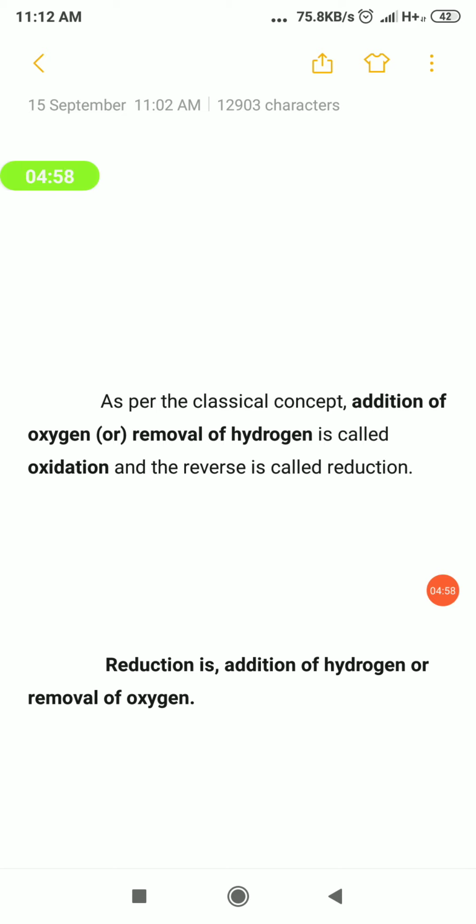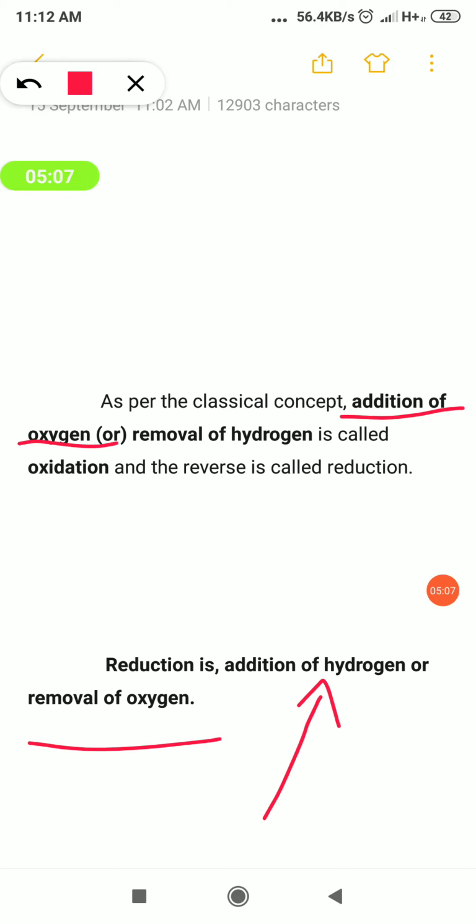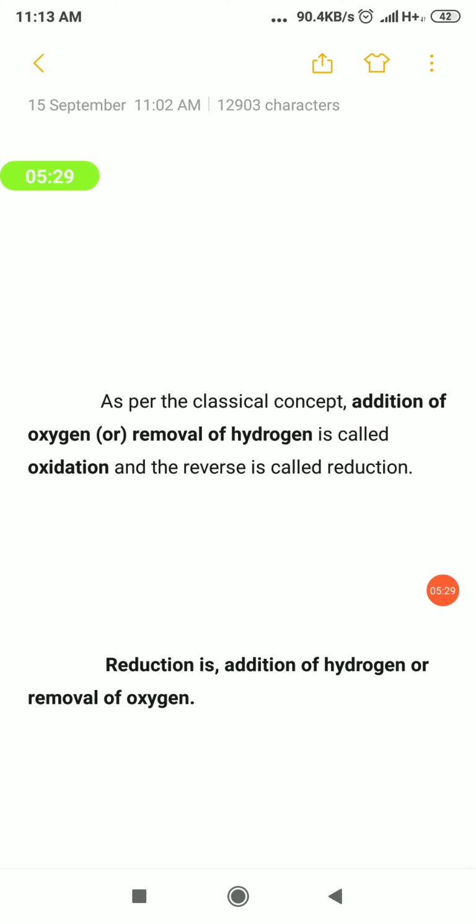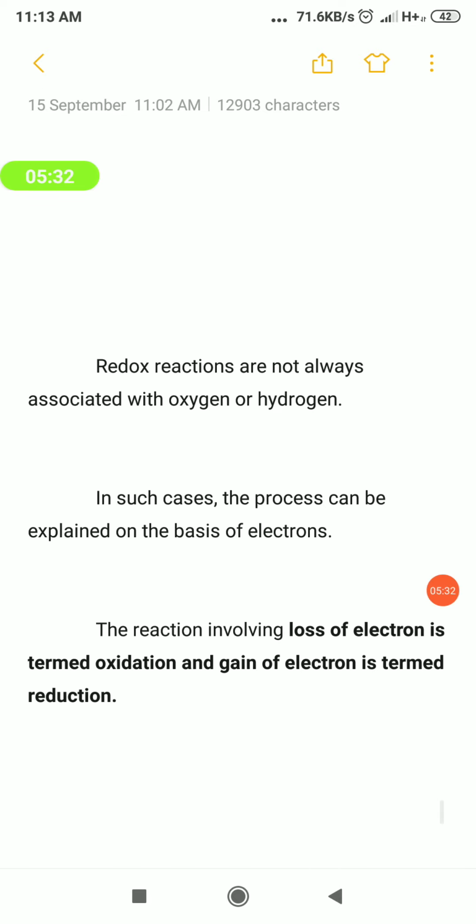இங்க addition of oxygen பார்த்தோமா, இங்க வந்து addition of hydrogen or removal of oxygen. இதுக்கு அப்படியே opposite. இங்க addition of oxygen, இங்க பாருங்க addition of hydrogen. இங்க removal of hydrogen, இங்க removal of oxygen. So if we are thorough with oxidation, then we can easily write reduction. So what is reduction? Addition of hydrogen or removal of oxygen is called reduction. It is the classical concept of defining oxidation and reduction.